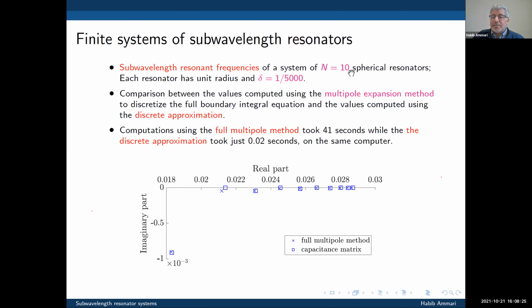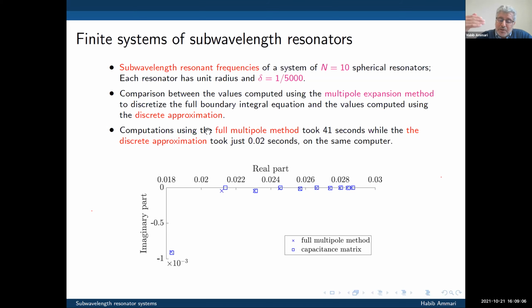Okay. So let's take n spherical resonators. Delta is set to be equal to 1 over 5,000, and then we compute by discretizing our boundary integral formulation. We can discretize and make use of this multipole expansion method, our favorite method, in order to get the resonant frequencies here. There will be 10 resonant frequencies for the system of subwavelength resonators. If we compare this with our discrete approximation, then we get accurate results and we reduce significantly the computational power, as you can see here from these numbers.